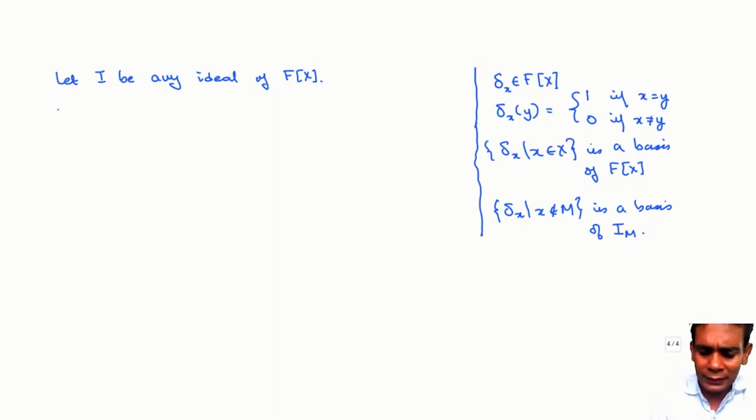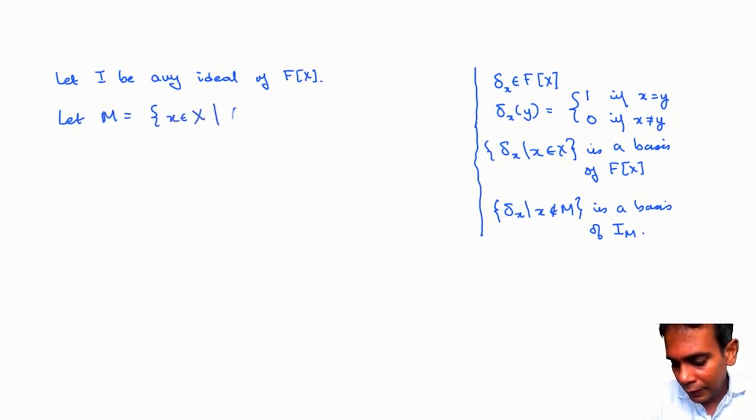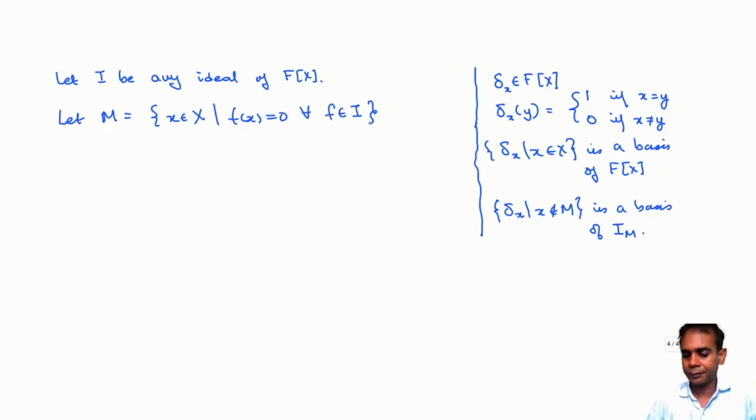So how would we find that set M? Well, if you think about it a bit, it's obvious. You let M be the set of those points in X such that f(x) is 0 for all f in I. Right? If I were an ideal of the form I_M, then certainly M would be the set where all the elements of I vanish. And now I want to show that I is equal to I_M.